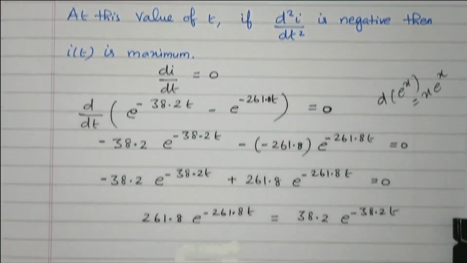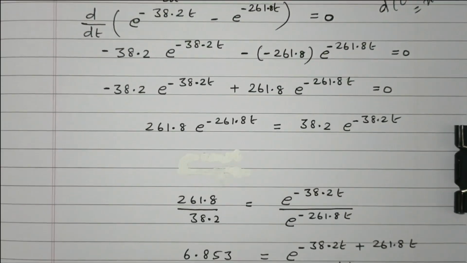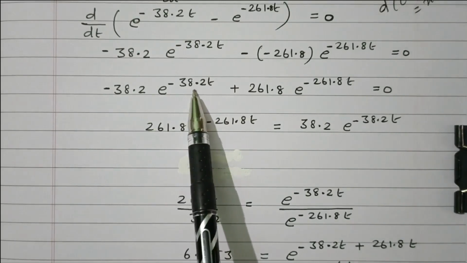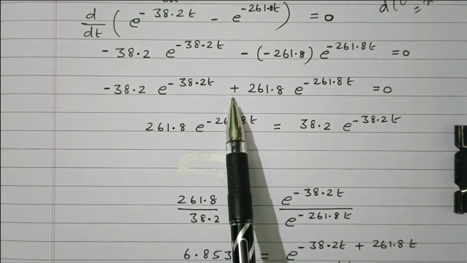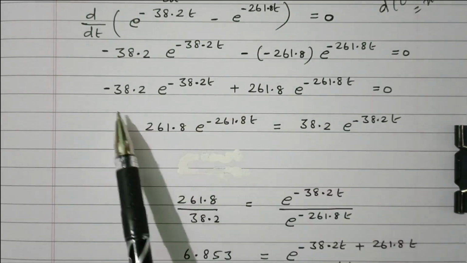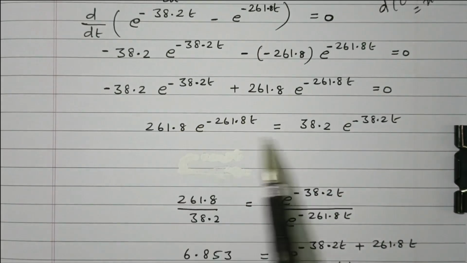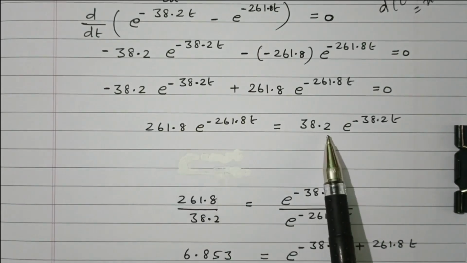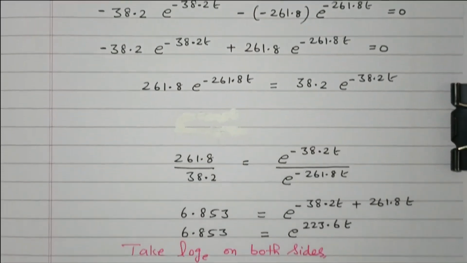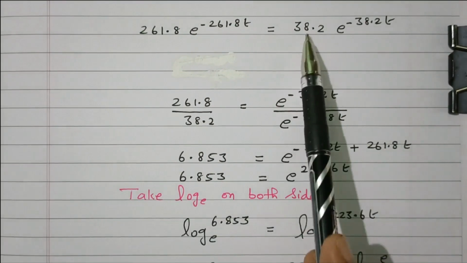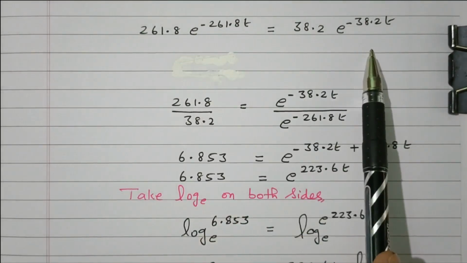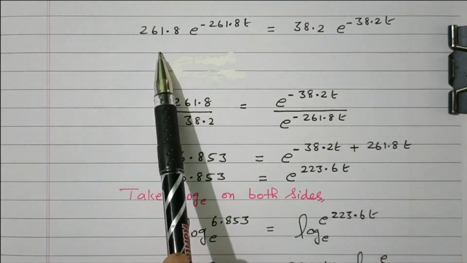Now we'll go for the further simplification. So minus 38.2 e^(-38.2t), here both are negative, become positive. So bring this term to that side, so minus becomes plus. So both the sides we have. Now bring this 38.2 to the denominator. Our aim is to find the t value. So this term is brought here, and this term is brought to the denominator, that side. This term is brought to this side.